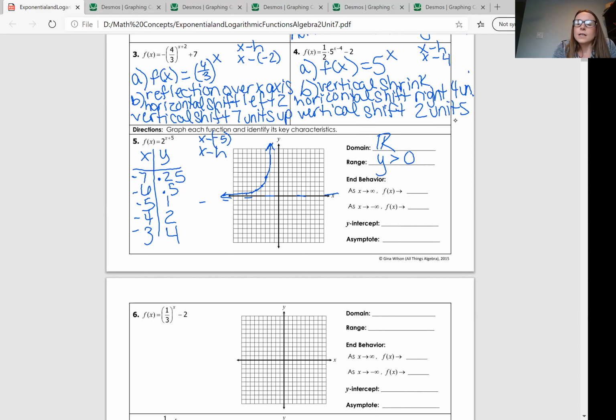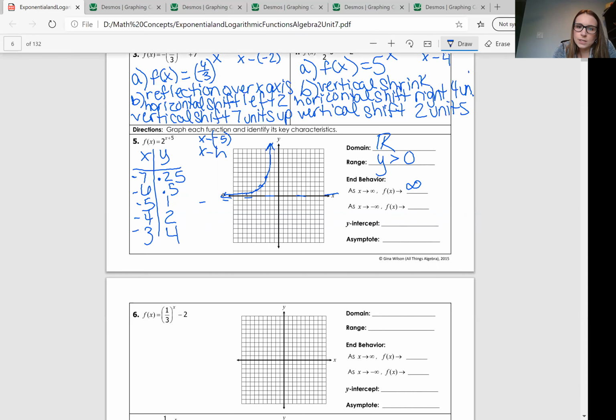End behavior, as x approaches infinity. As your positive values approach infinity, what happens to your y values? They keep going up and up, so they approach positive infinity. As your x values get negative, what happens? Look at your graph. It continues to get closer and closer to 0.